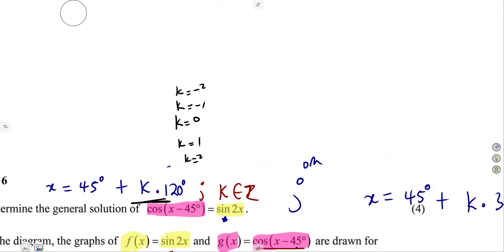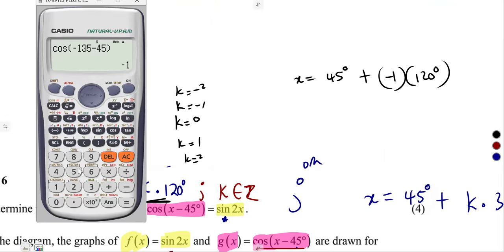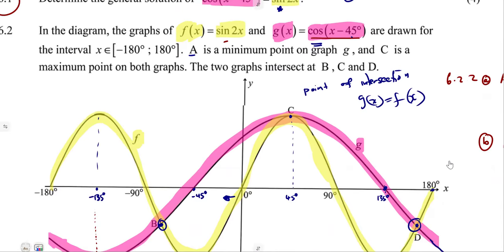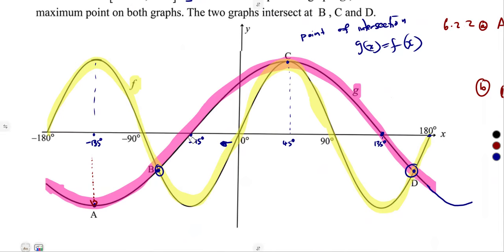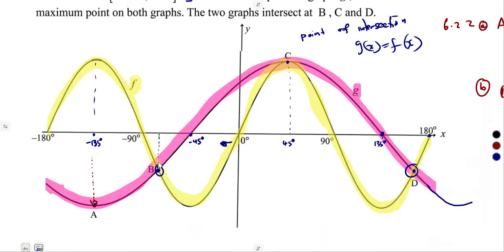So if we substitute minus 1 in place of k here, it was going to be x is equal to 45 degrees plus our k is minus 1. So that's minus 1 times 120, which is 45 minus what? 45 minus 120. What do we get from here? 45 minus 120 is minus 75. Does this make sense that our x is minus 75 there? Let's see. This is minus 45 minus 90. Exactly. Minus 75 can be here. So this makes a lot of sense. So this is minus 75 degrees.